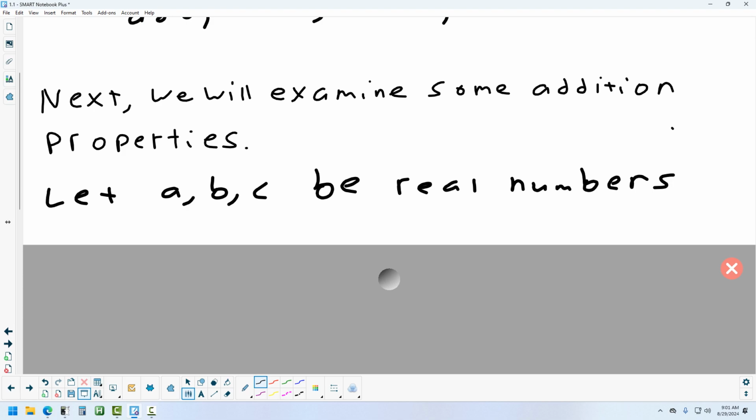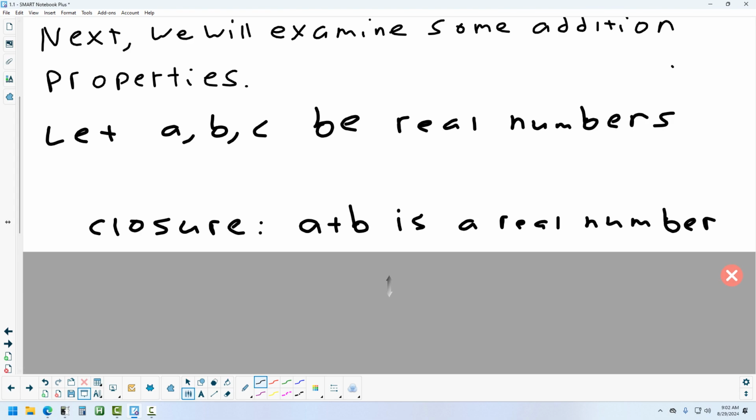Just to explain these properties to you, I'm going to need to use three variables. Okay, I'm going to use the variables a, b, and c. And I want you to think of a, b, and c as being any real number that you want. Remember, real numbers: positives, negatives, fractions, decimals, 0. Basically anything that's not imaginary. Okay, so real numbers are the biggest number set that I just talked about.